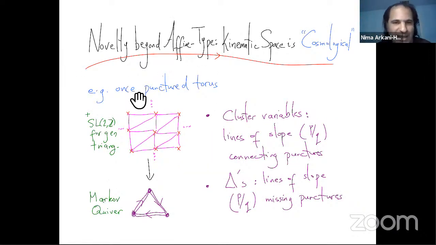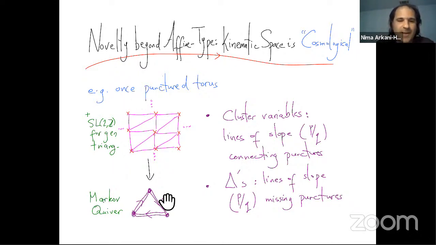And I'll just flash this fascinating thing that we're in the middle of exploring. The real novelty, it appears, beyond the affine type, is that the kinematic space is no longer just flat, like we've seen so far, but is in fact cosmological. The variables grow in a cosmological way. The simplest example is already seen in the case of the once punctured torus. So this is the first thing that we can talk about that's interesting beyond the planar limit.